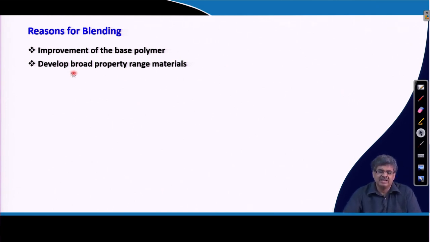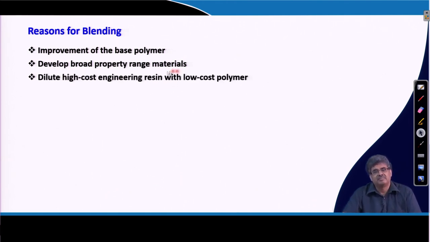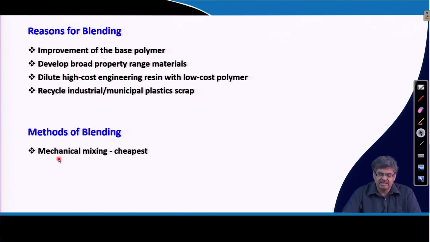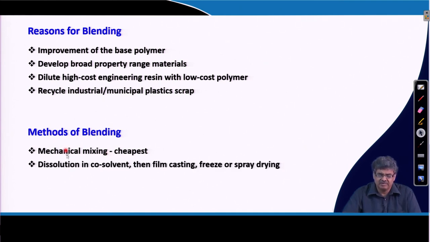So, basically we can use the blends to develop a range of materials, and dilute the cost of engineering resin with low cost polymer. And we can help in recycling the municipal waste or plastic waste. The methods of blending can be either mechanical mixing, which is the cheapest way of mixing or blending polymers.